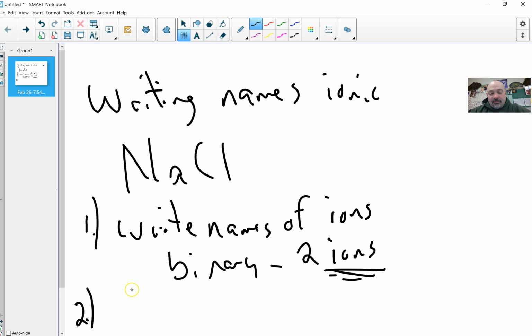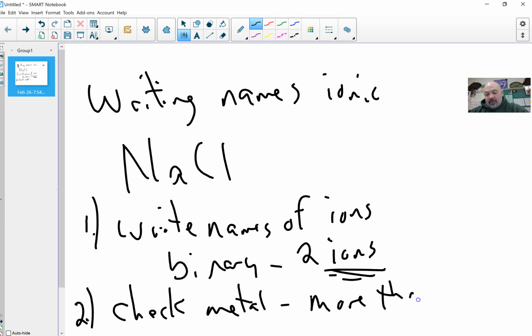And step two, we need to check the metal to see if it has more than one charge. Because if it does have more than one possible charge, then we're going to need a Roman numeral. We're going to look at our periodic tables, but those are our basic steps.